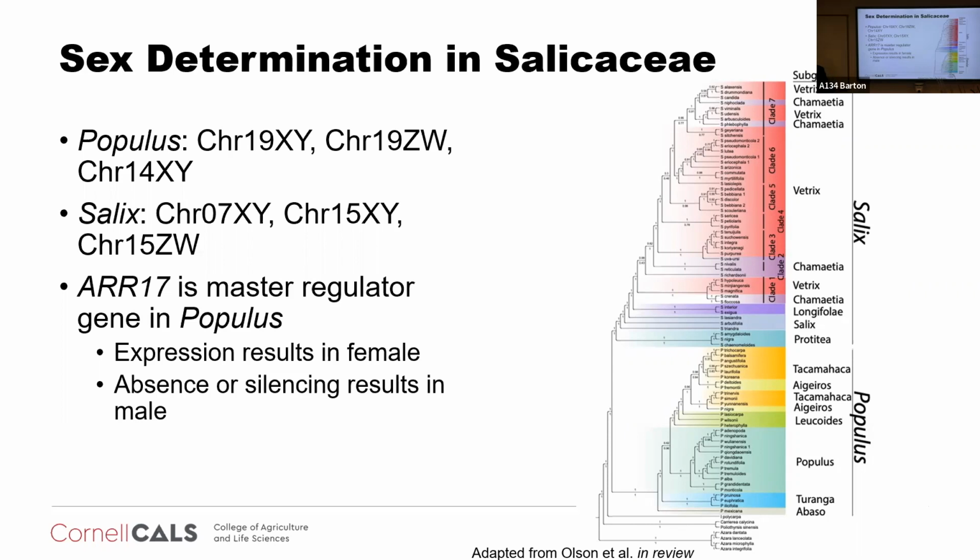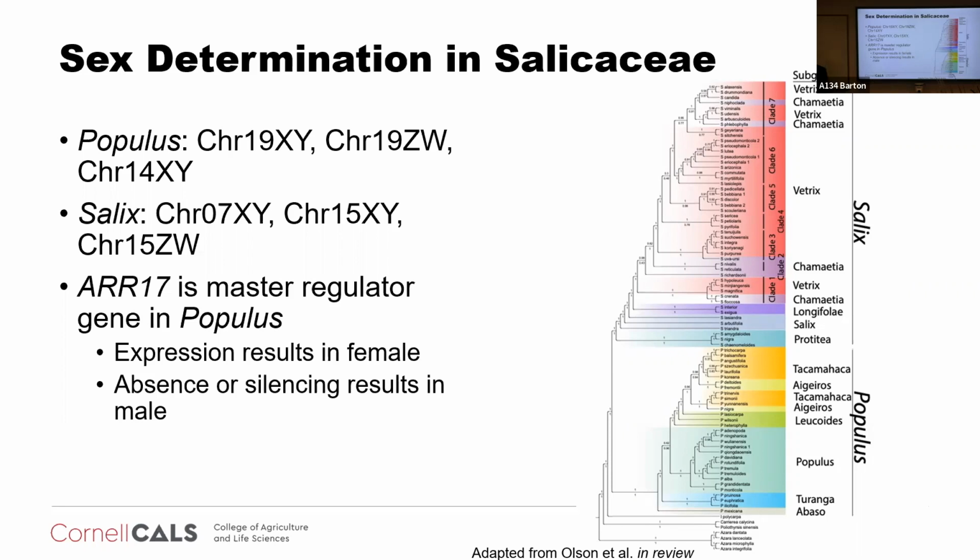What's interesting is that this entire family is dioecious. However, the sex determination region has actually shifted, in both heterogametic systems and chromosomes, in this family. In poplars, there are chromosome 19 XY, chromosome 19 ZW, and chromosome 14 XY systems. In willows, on the other hand, in the tree willows, chromosome 7 XY is the system. In some of the basal shrub willows, it's a chromosome 15 XY. And in the shrub willows, or Vetrix, and the dwarf willows, Chamaetia, it's chromosome 15 ZW. So we can see this system has changed multiple times.